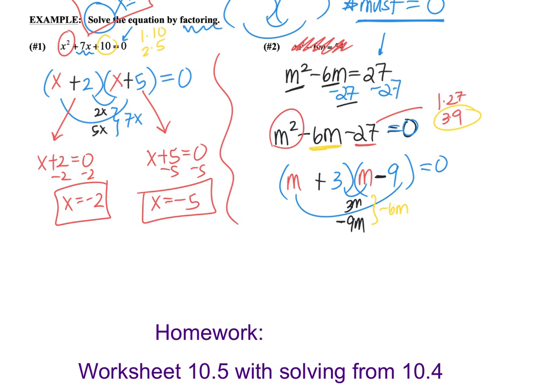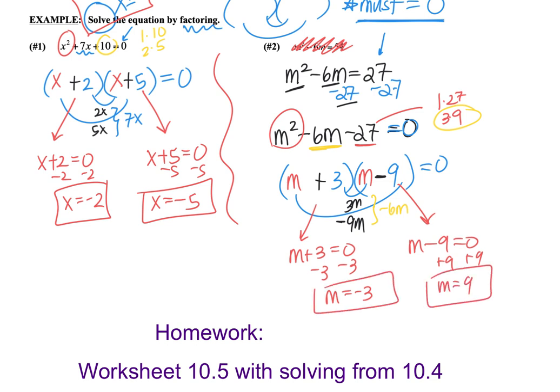Okay, am I finished? Not quite. I'm going to have to take each one of these, m plus 3, set it equal to 0, and m minus 9, set it equal to 0. Then I'm going to subtract, so that's m equals negative 3. Here I'm adding 9, so m is equal to a positive 9. So those are my answers.